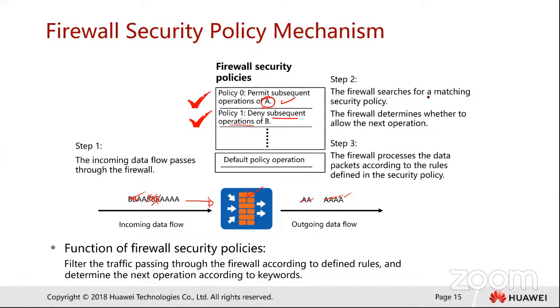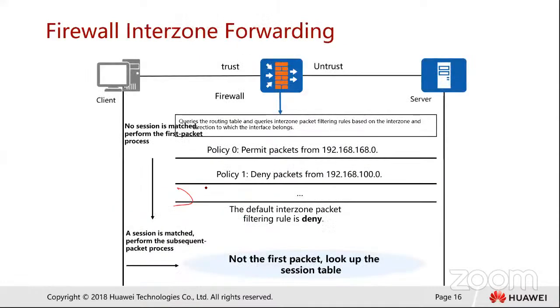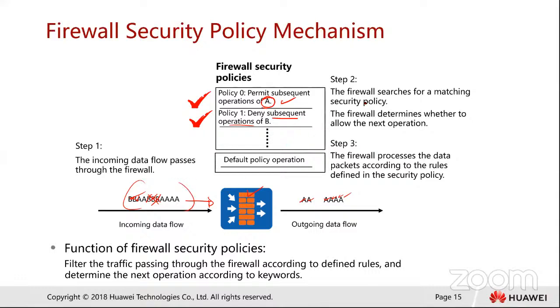So the firewall first searches for the matching security policy. It looks through the policies: what applies to this packet? Do we have any policy or rule that applies to this packet? And if yes, then the firewall determines whether to allow the next operation. The firewall processes the data packet according to the rules defined in the policy. And by default, most of the time the default action of the firewall is to deny. So if you have not configured or set a policy, usually the default policy is to deny.